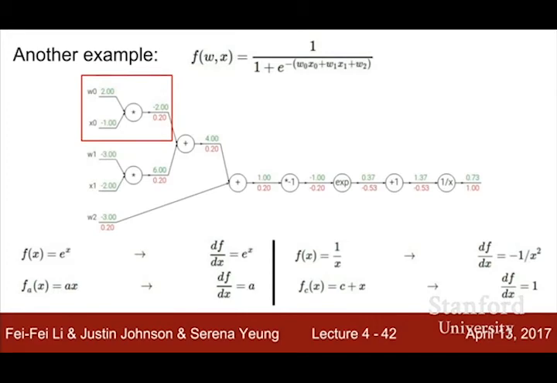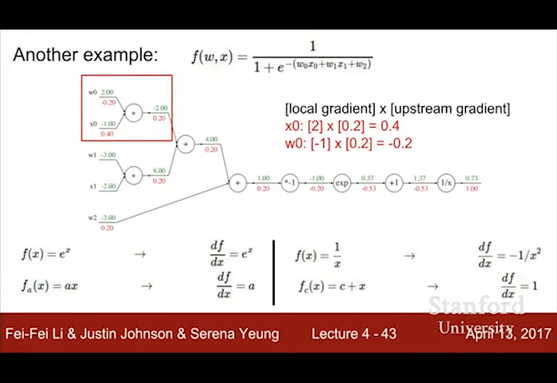I'm hearing minus 0.2. Exactly. Yeah, so with respect to W0, we have our upstream gradient 0.2, times this is the bottom one, times our value of x, which is negative 1. We get negative 0.2. And we can do the same thing for gradient with respect to x0. It's going to be 0.2 times the value of W0, which is 2, and we get 0.4.